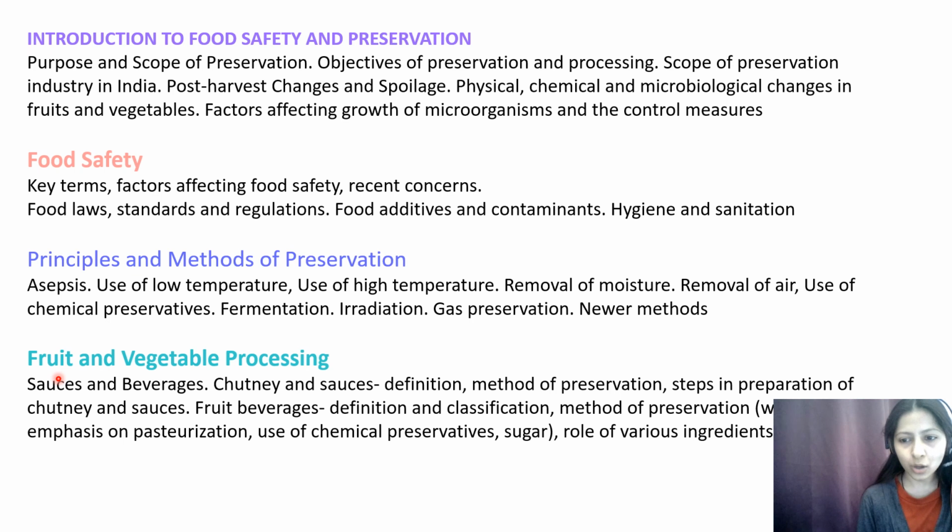Okay, quantity भी आप याद रखिएगा, कुछ बेसिक्स चीज़ों का. Next, फ्रूट्स एंड वेजिटेबल प्रोसेसिंग में सॉसेज, बेवरेजेस, चटनी, सॉस, डेफिनेशंस, मेथड्स ऑफ प्रिजर्वेशंस, मींस डेफिनेशंस आपको देखना है. इसमें प्रिजर्वेशन मेथड्स क्या क्या है, इसमें कुछ पास्चराइजेशन होता है कि नहीं बेवरेज इंडस्ट्रीज में, वो उसमें क्या क्या इंग्रेडिएंट्स ऐड किए जाते हैं, ये सब आपको ध्यान रखना है.